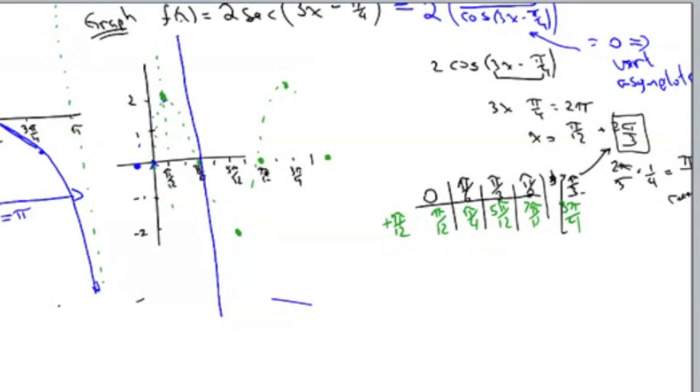Where else is it 0? 7 pi over 12. Where else is it 0? All the way over here at 11 pi over 12. And if we want, we can go back to negative pi over 12, 13 pi over 12.